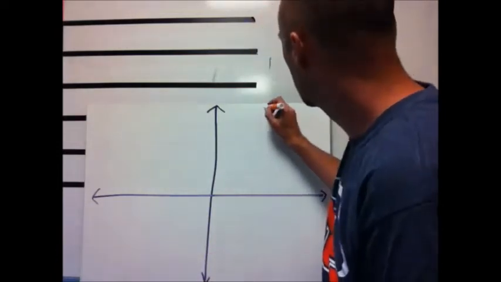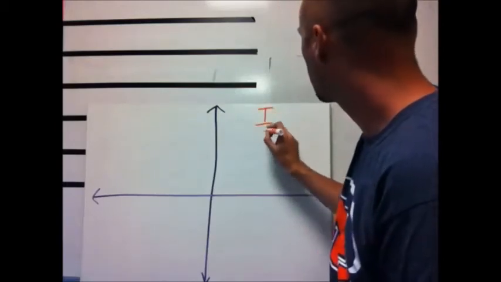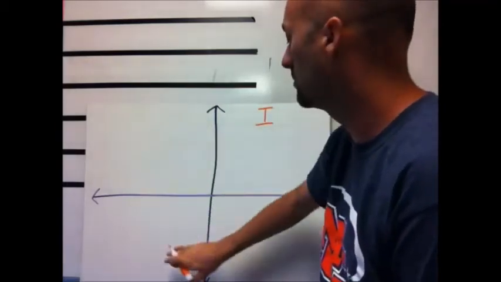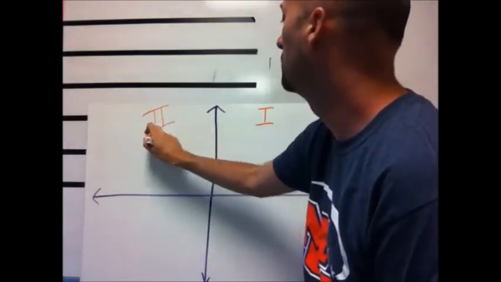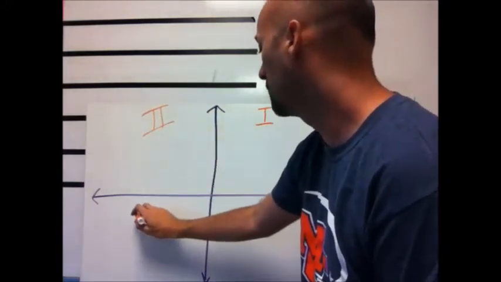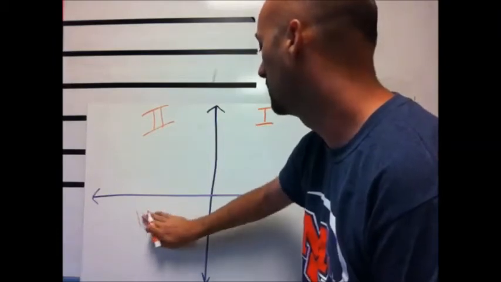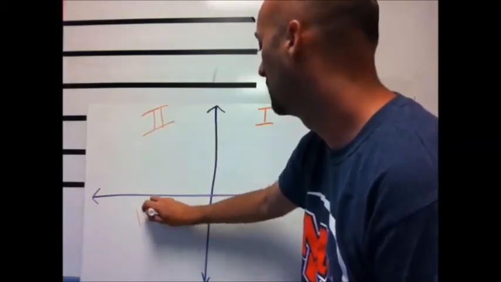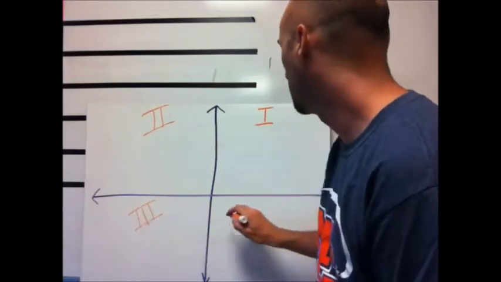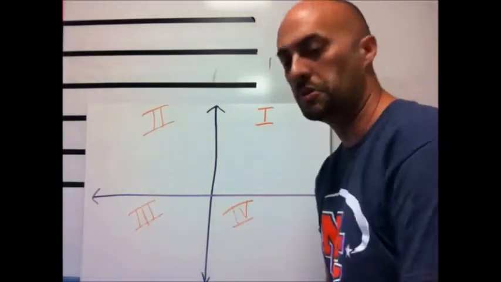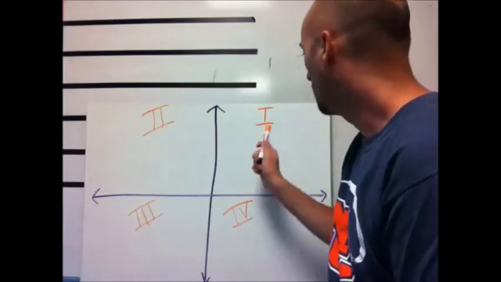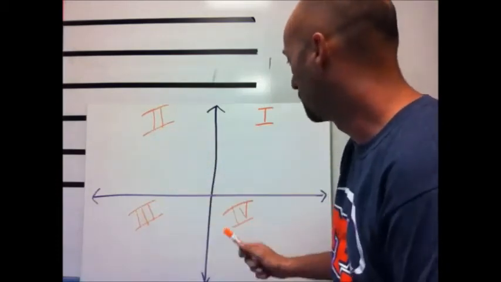So this is quadrant 1, and then it counts counterclockwise. So this is quadrant 2, this is quadrant 3, and then this is quadrant 4. Now you'll notice that we use Roman numerals: 1, 2, 3, and 4.